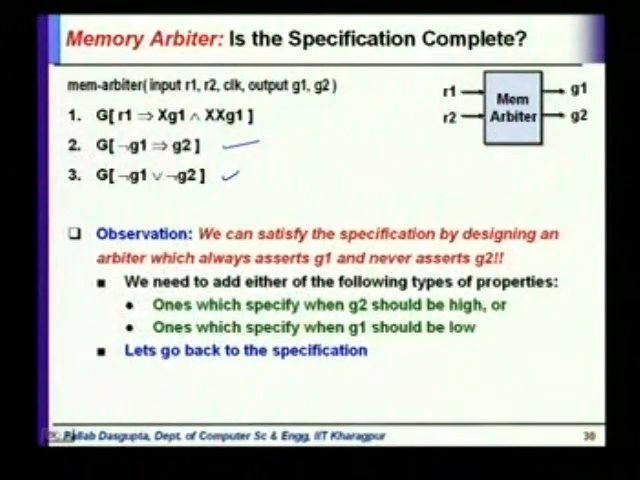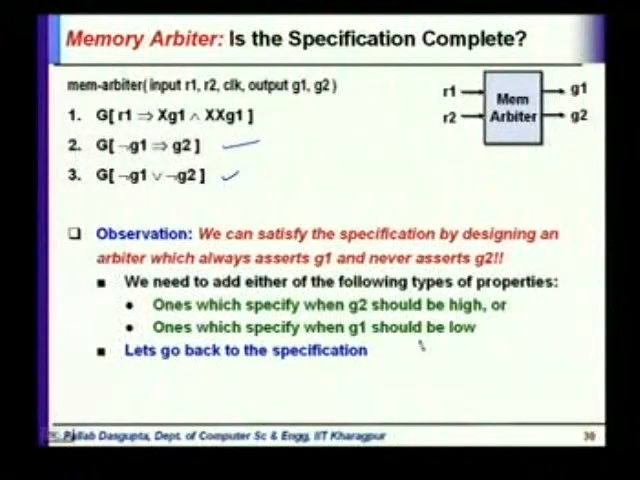So this is what is called the completeness analysis of the specification. We have to find out whether the specification is complete, in the sense whether we have a sufficient number of properties to express the design intent. Here certainly we do not have a sufficient number of properties. So we need to add either of the following two properties. We need to add a property, either one which will specify explicitly when G2 should be high, that this is the scenario where G2 should be asserted, or one which specifies when G1 should be low.